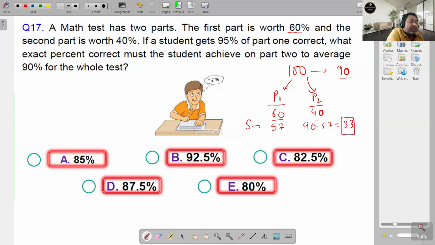Now this 33 marks is of the overall 100. But what is this 33 of 40? What percentage should he get of the second part? So we have to calculate 33 upon 40, and that will be 82.5%. Because 10% is 4, 32 will be 80%, and if 10% is 4, then 1 extra mark will be 2.5%. The answer will be 82.5%, which is option C. Right? This was a fairly simple question so far. So we'll move on to the next one.